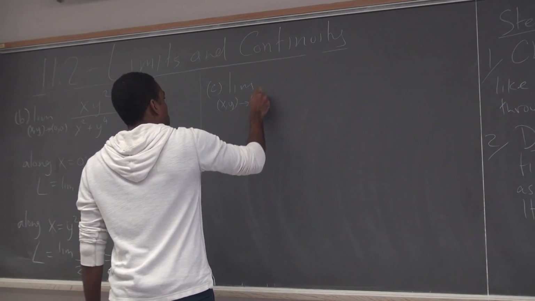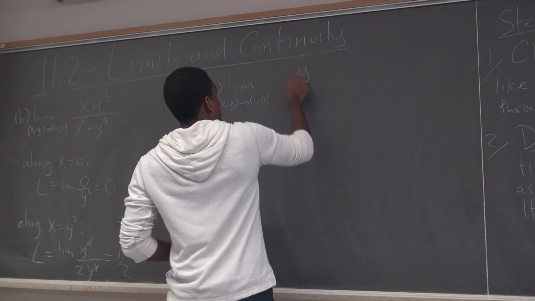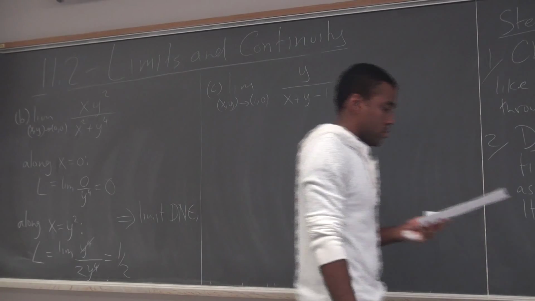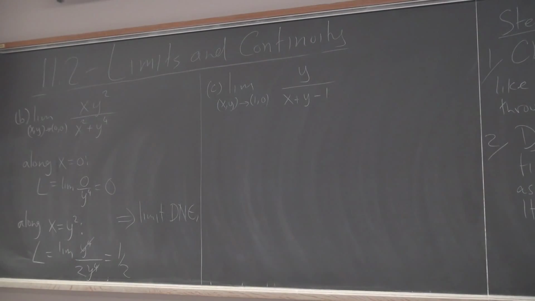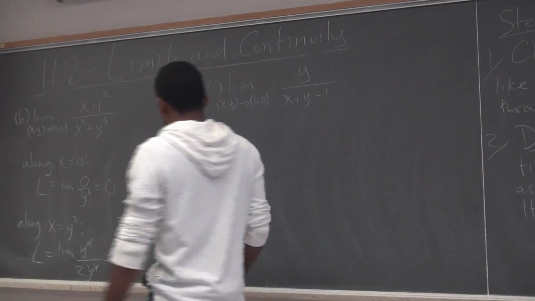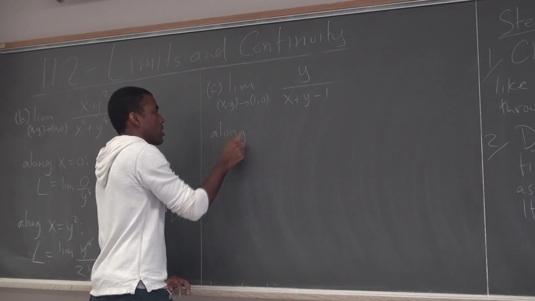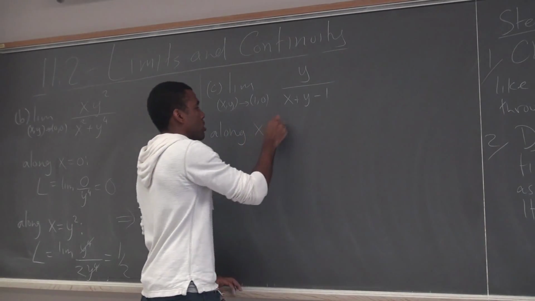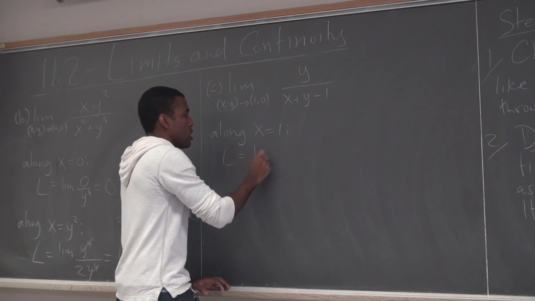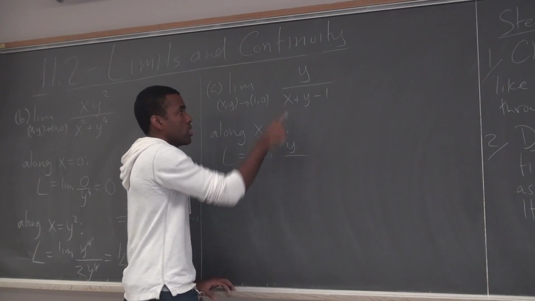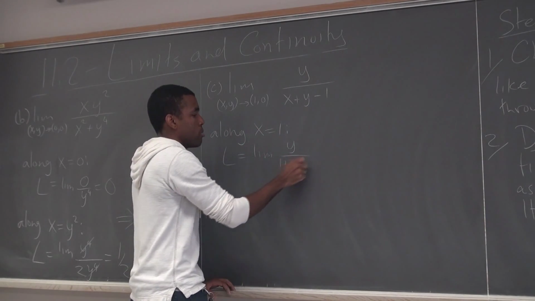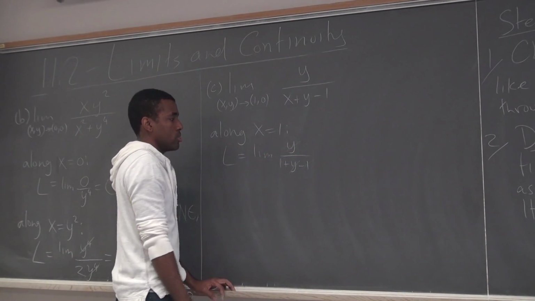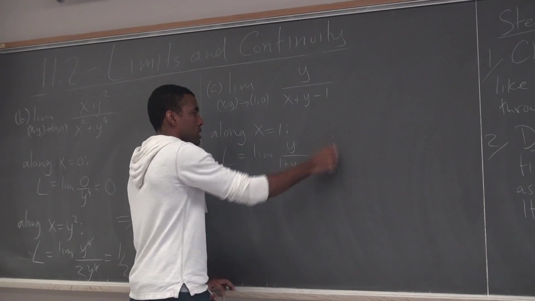(x, y) approaches the point (1, 0). Give me a path. x equals 1. Let's go along x equals 1. Then my limit would be equal to the limit of y over, if I plug in x equals 1, this is 1 plus y minus 1. Right? The 1's cancel, and the y's would cancel. And so that actually gives me 1.